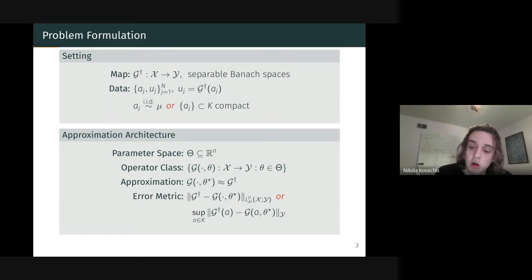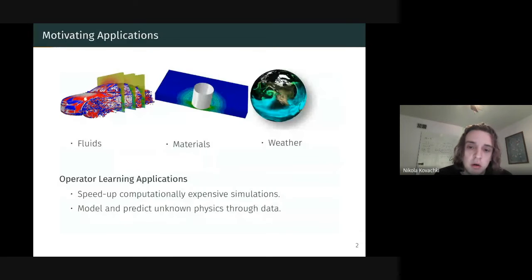A lot of phenomena. All the phenomena I showed before are functional phenomena. I can think of, for example, the pressure or the velocity of a fluid in some box around this car. That's a function. Similarly, I can think of the stress all along this material. That's a function. Similarly, the state of the atmosphere, the temperature all around Earth, or the wind velocity all around Earth, or the humidity all around Earth, that's a function.